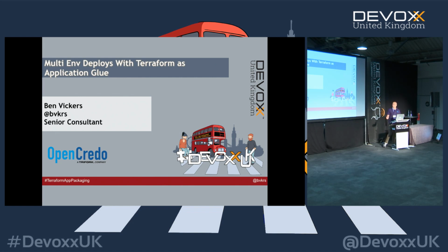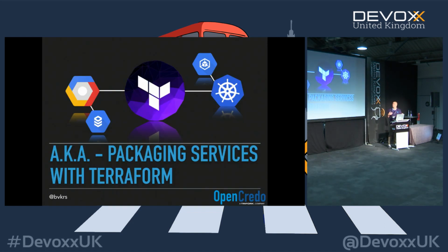The other part of the title, application glue, is maybe less straightforward. I've been trying to describe this concept accurately, which seems a bit tricky. We're talking about packaging services, essentially, with Terraform. I'm not talking about packaging a binary, not really talking much about the OS layer, but what are the other things that you need in order to get your service to work. And Terraform will be able to help us with some of those things.